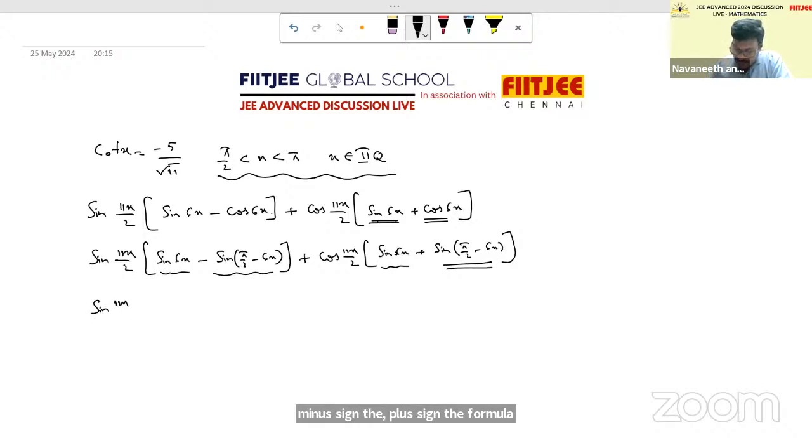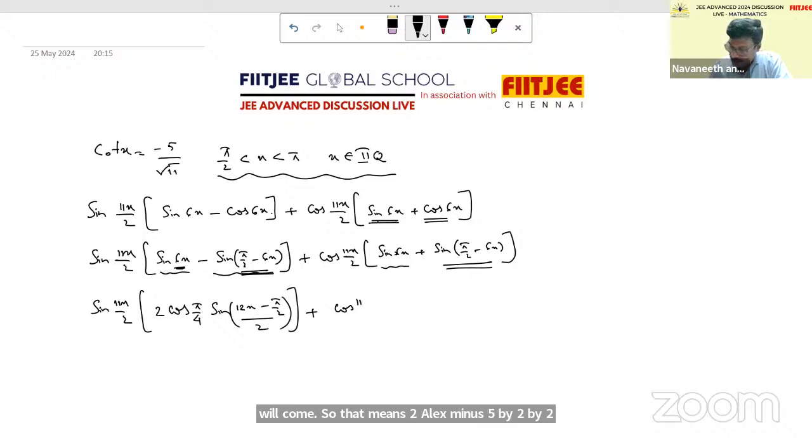So sine 11x by 2 is going to be 2 cos (c plus d) by 2. That means 6x gets cancelled and you get pi by 4, into sine (c minus d) by 2. That means 6x minus (pi by 2 minus 6x) will come. So that means 12x minus pi by 2.